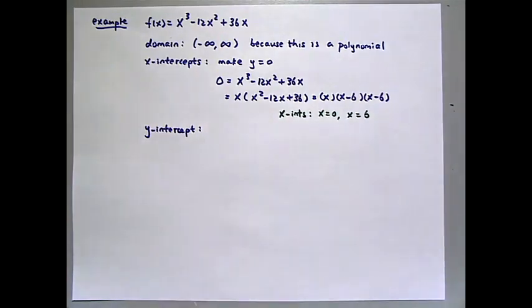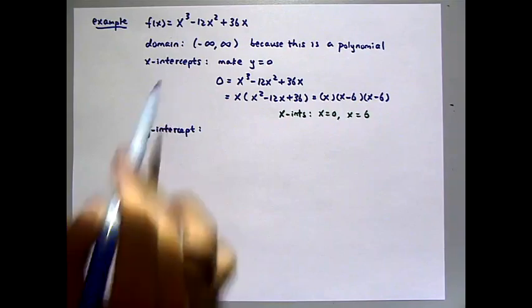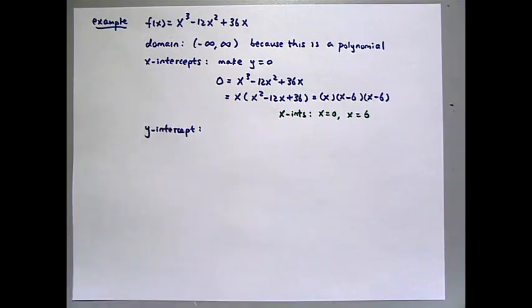There can be at most one y-intercept. You can have multiple x-intercepts, but there can be only at most one y-intercept. A function has to pass the vertical line test. If you have multiple y-intercepts, then it does not pass that test, right? There can be only one, at most one.